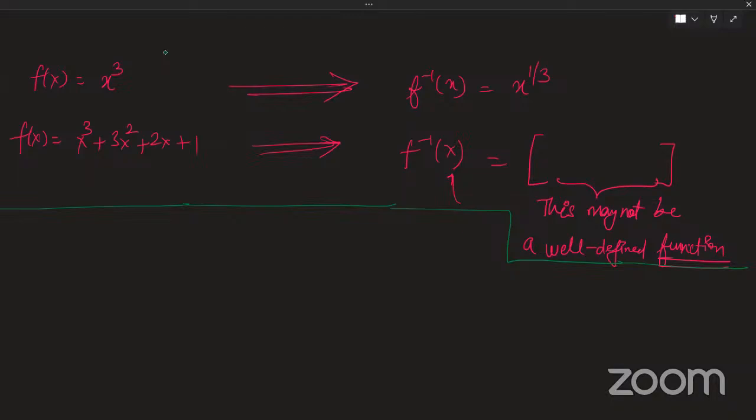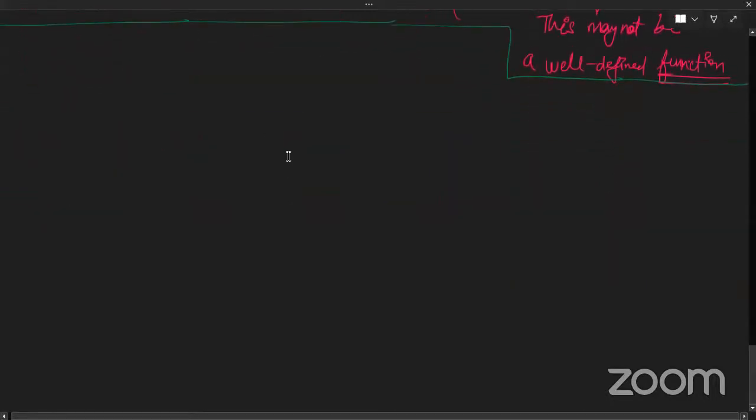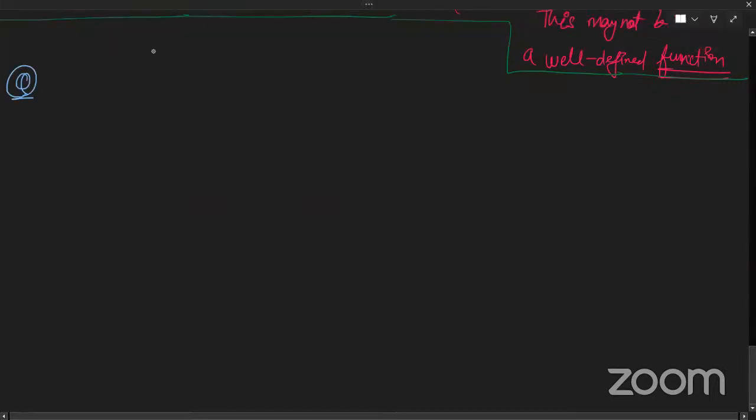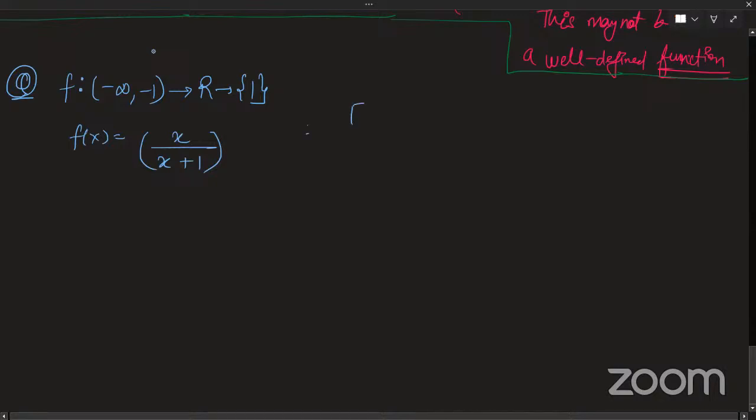Okay, so just a few more practice problems. I hope you guys remember how we used to calculate the inverse of a function. If not, I'll just show you one question. And after that, we'll be moving ahead. So my f is mapping from minus infinity to minus 1, to all real numbers except for 1. And my f of x is being defined as x divided by x plus 1. So find f inverse x.